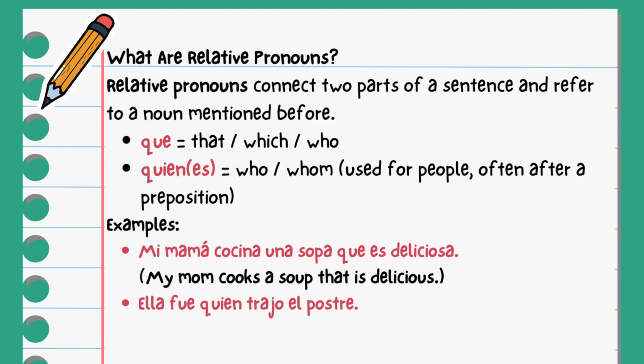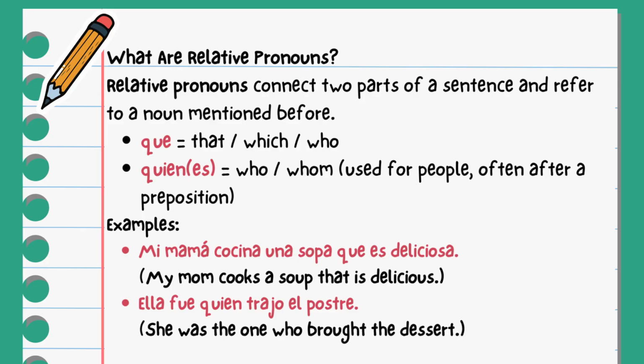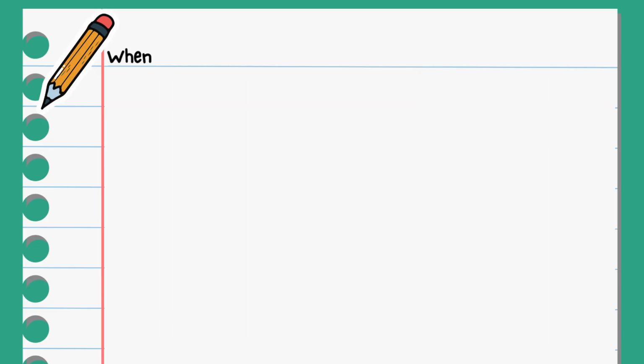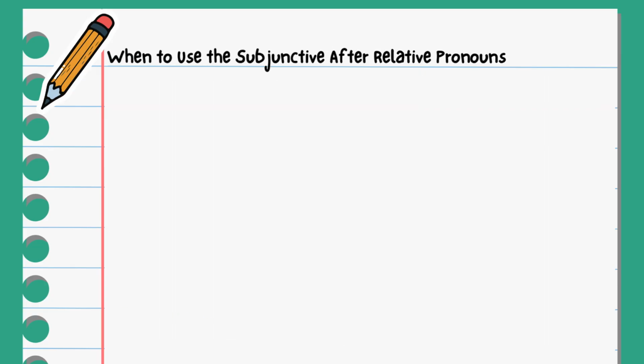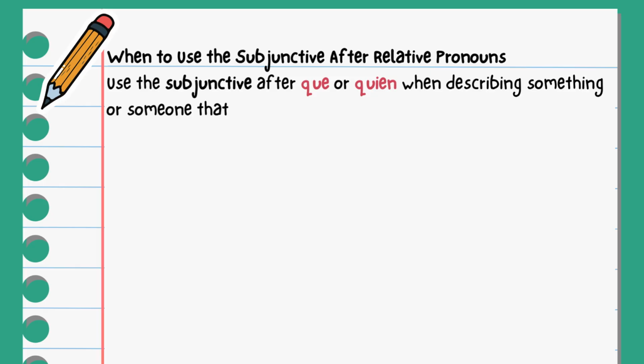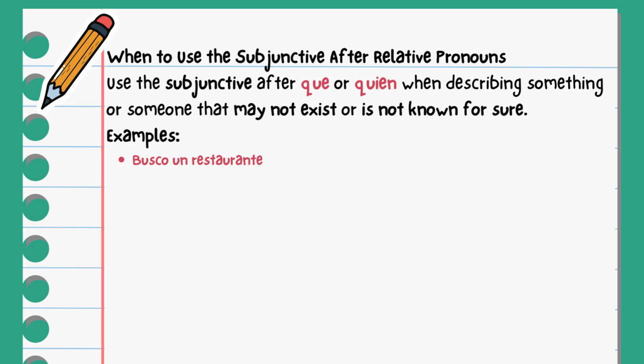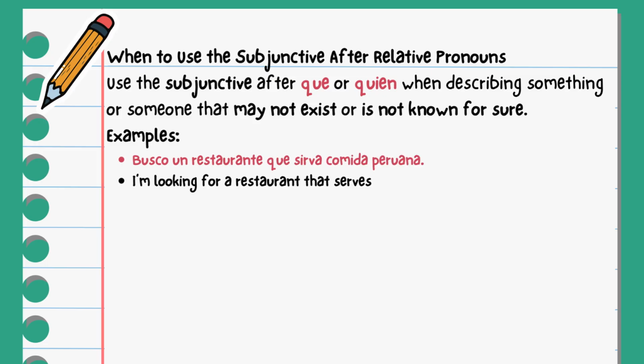My mom cooks a soup that is delicious. Ella fue quien trajo el postre. She was the one who brought the dessert. When to use the subjunctive after relative pronouns. So you use the subjunctive after que or quien when describing something or someone that may not exist or is not known for sure. For example, busco un restaurante que sirva comida peruana.